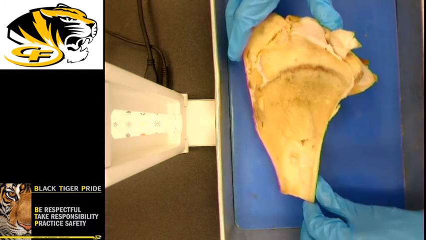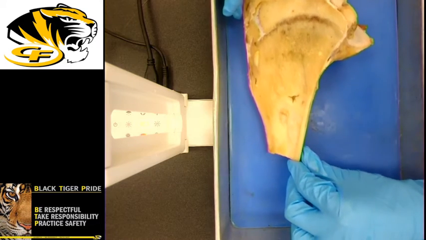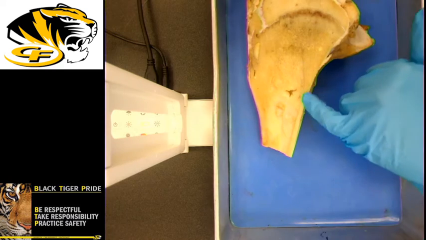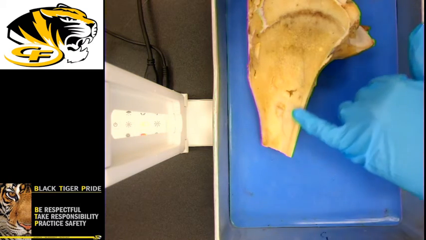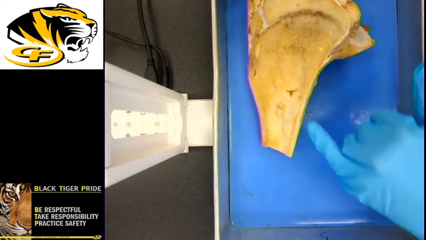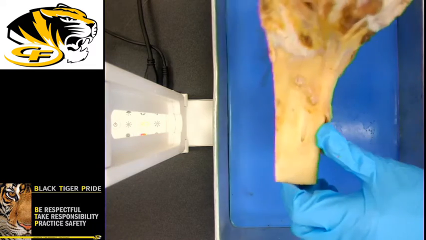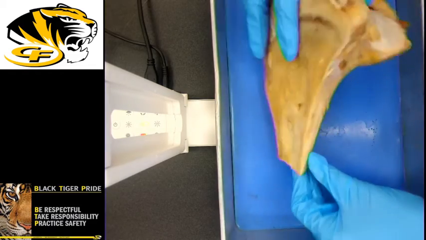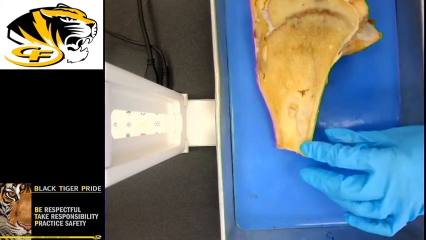Down here on this bone, I don't know if you can see here, this is the cortical bone, the dense bone, the compact bone, whatever you want to call it, here along the outside. The cortical bone is right underneath the periosteum and encases the whole bone. It gives it a lot of protection.